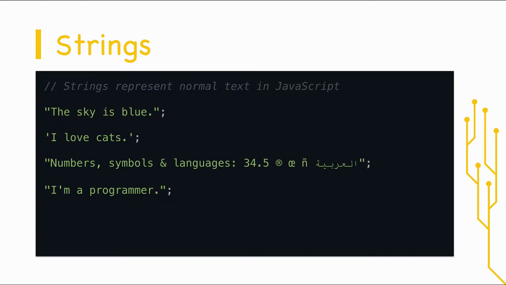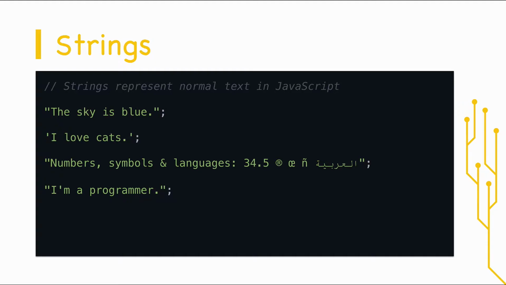Now here's an important thing to remember about strings. What if you have a quotation mark inside the text itself? So here, for example, we have the text, "I'm a programmer," and the word "I'm," which is I and a single quote and then M. So what do you do in this case?